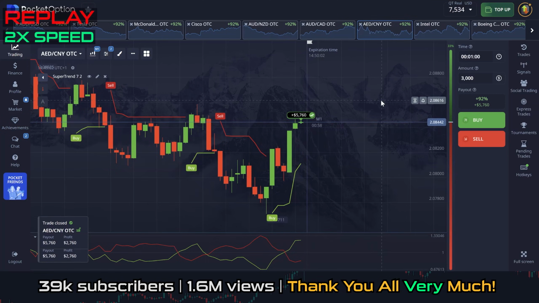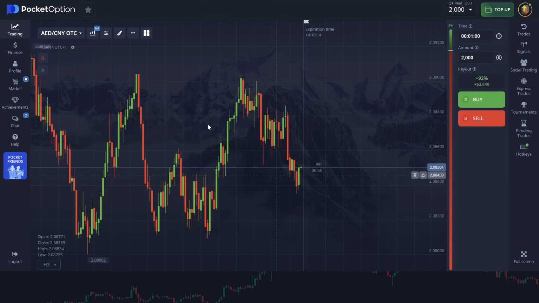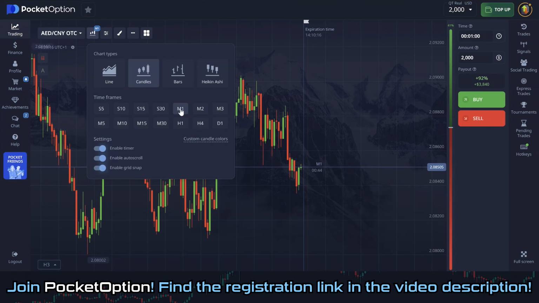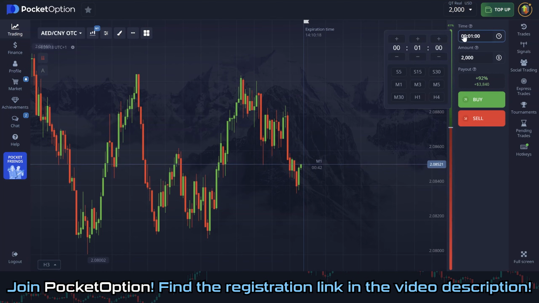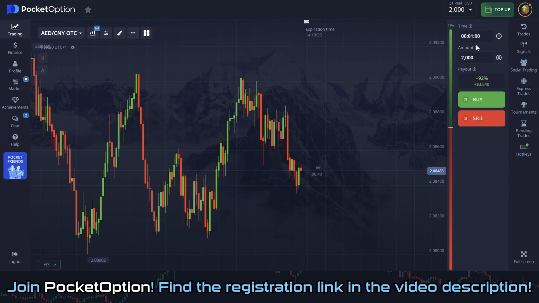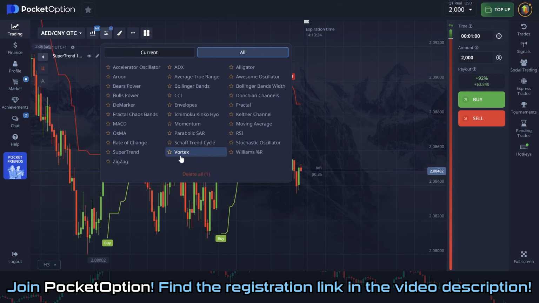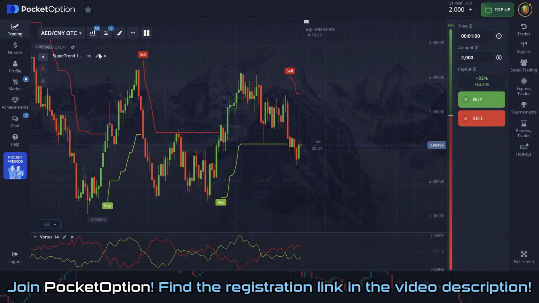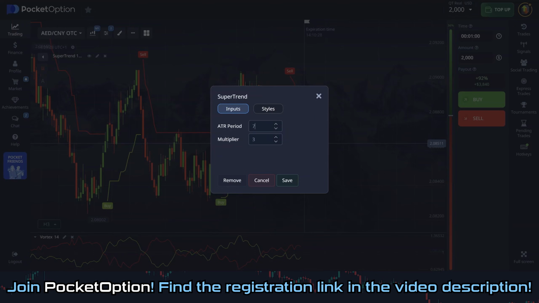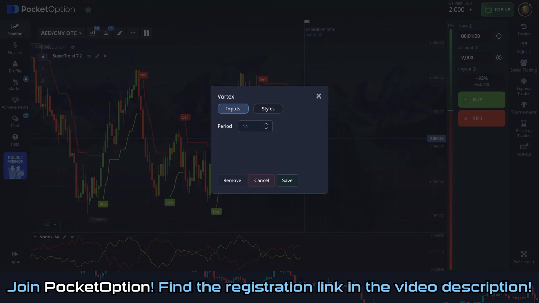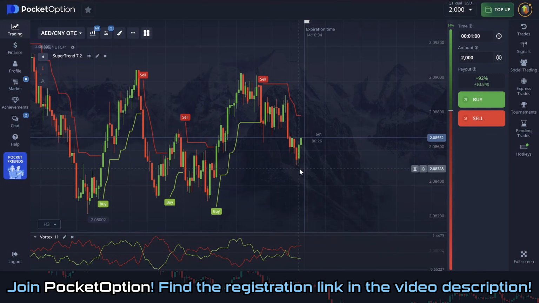Let's set up our trading environment. Set time frame to 1 minute. Set trade duration to 1 minute as well. Make sure expiration mode is set to clock. Among indicators, choose SuperTrend and Vortex. Open settings for SuperTrend. Set ATR period to 7. Set the multiplier to 2. For Vortex, set the period to 11.